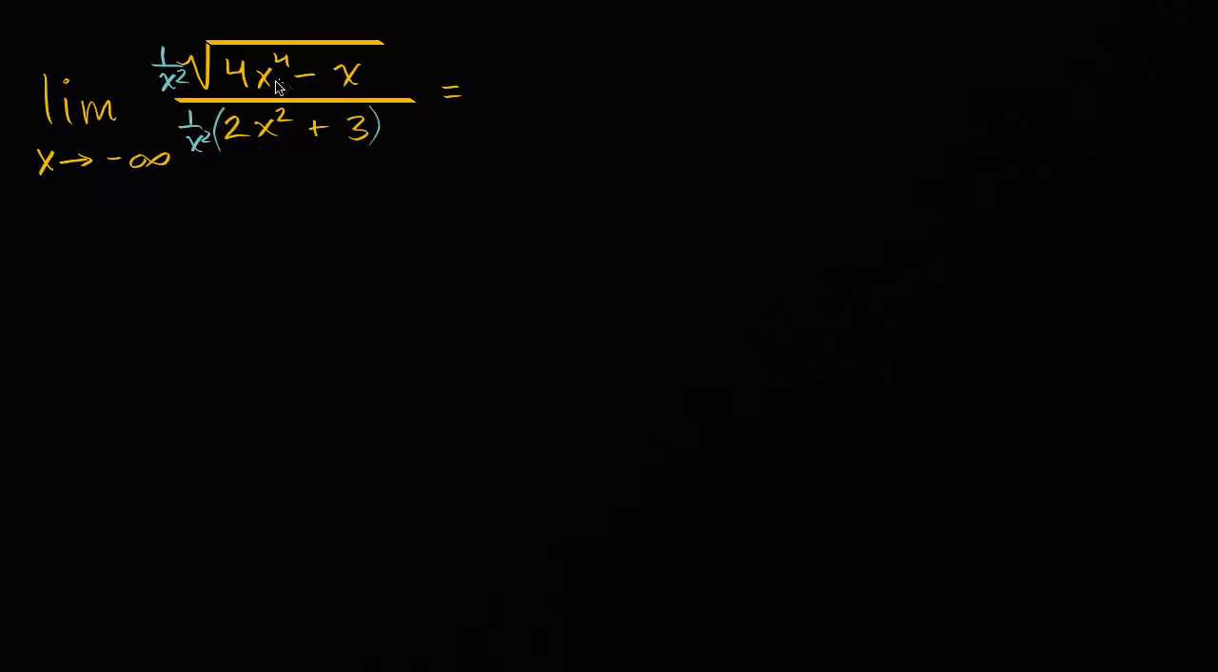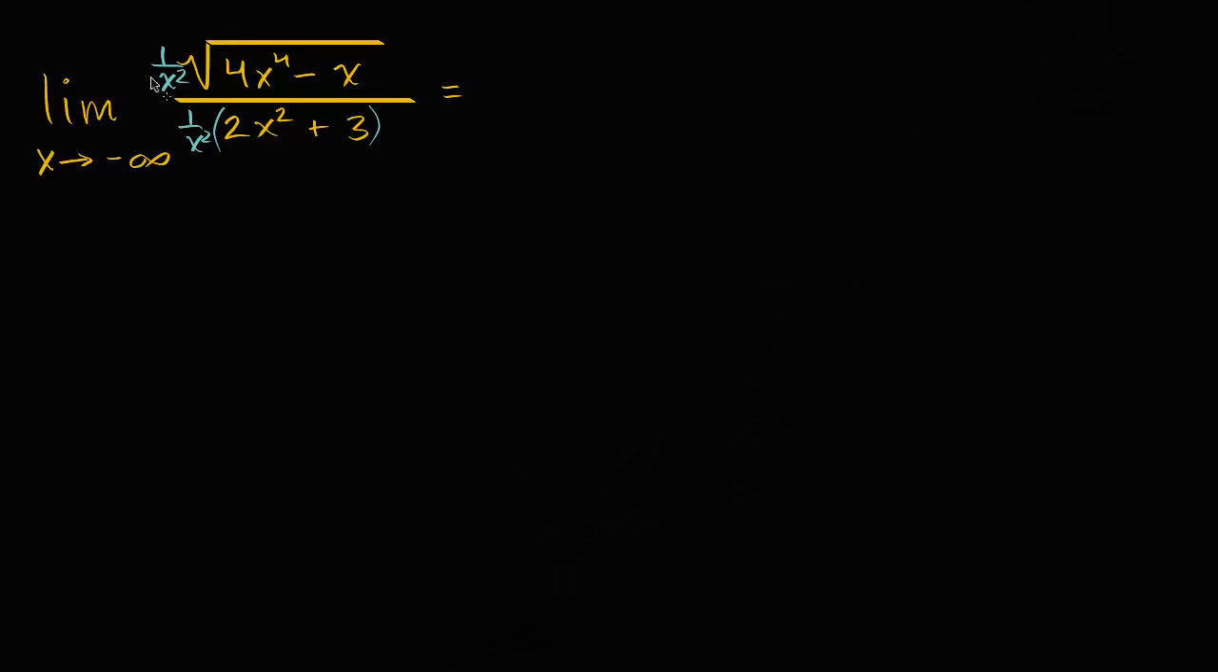Now you might be saying, wait, I see an x to the fourth here. That's a higher degree. But remember, it's under the radical. So if you want to look at it at a very high level, you're going to take the square root of this entire expression, so you could really view this as a second degree term. So the highest degree is really second degree. So let's divide the numerator and the denominator by x squared.